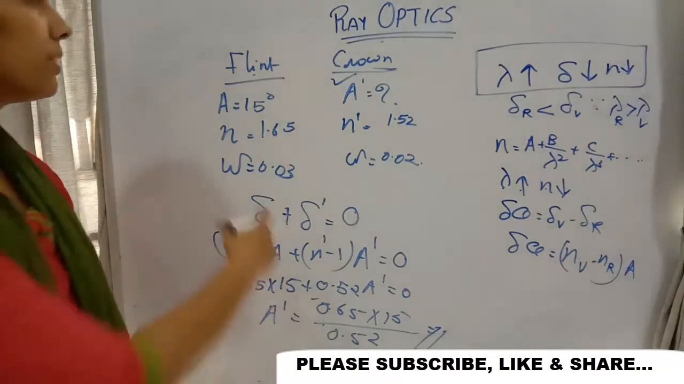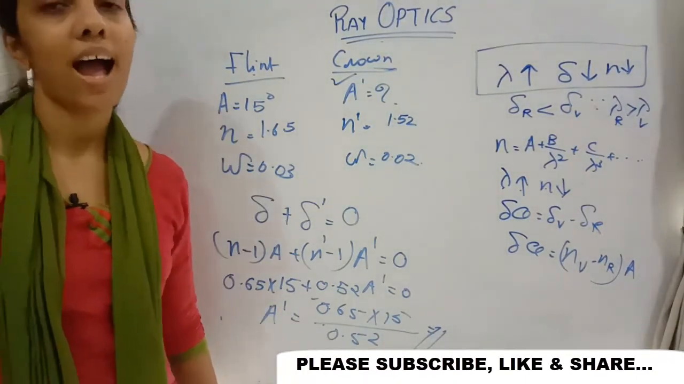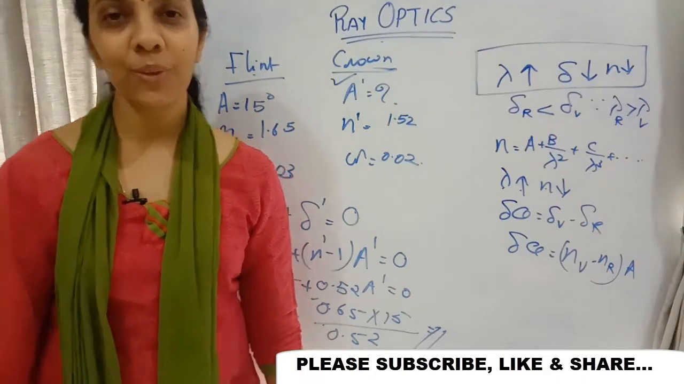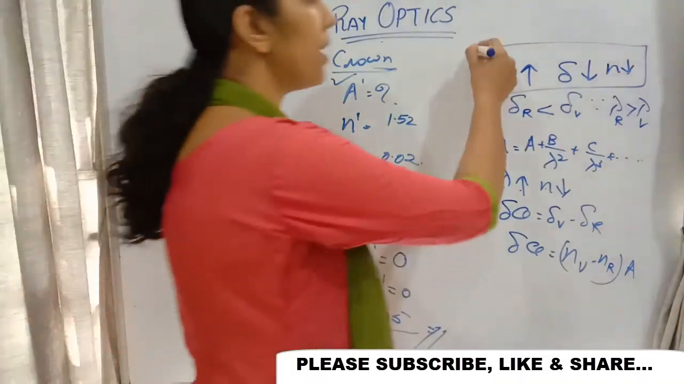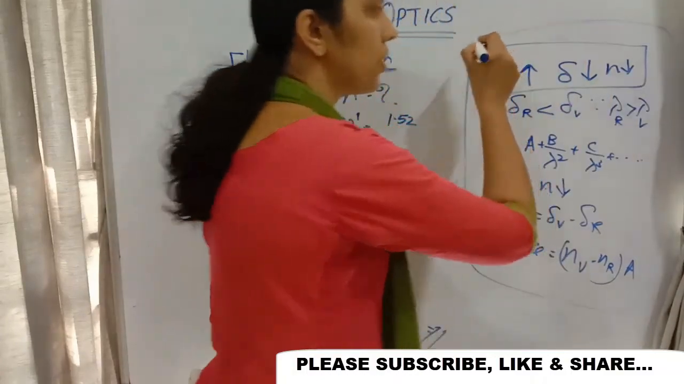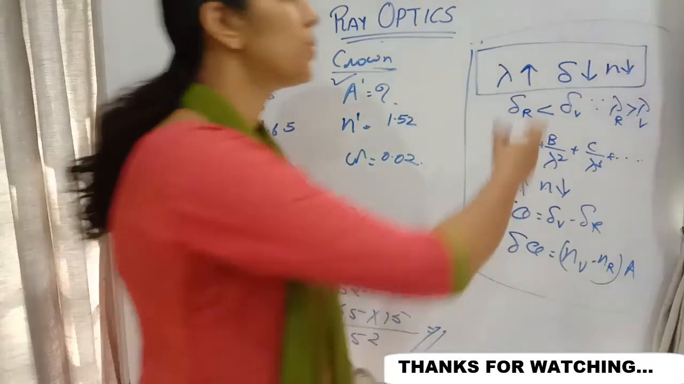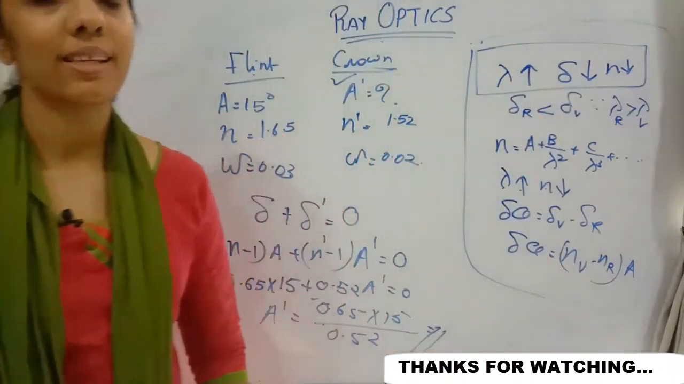Okay, clear children? This is how we will be finding out the angle of the second prism. Clear? So I hope it is clear for you. And these formulas can come as 1 mark, 2 mark questions and so on. Many questions can be asked from this side. So all of you keep all these points in detail.